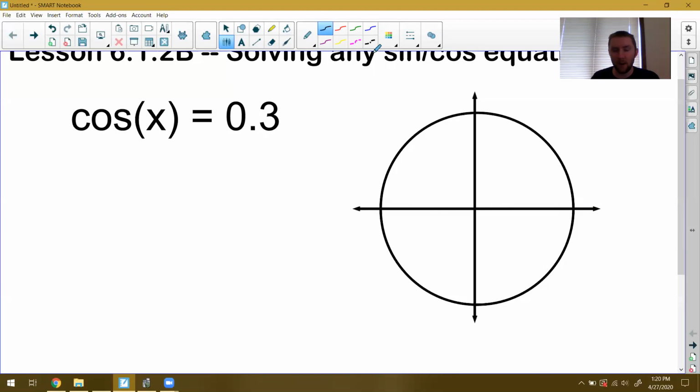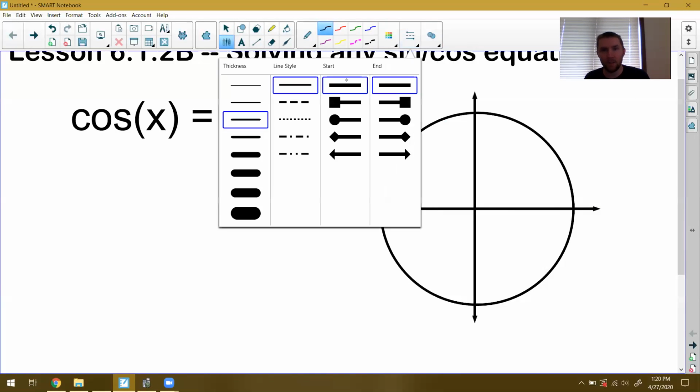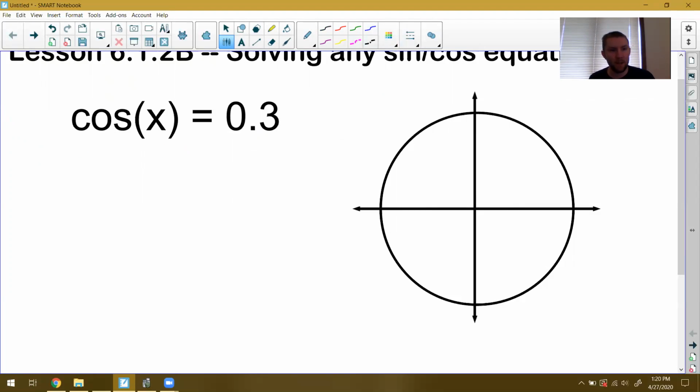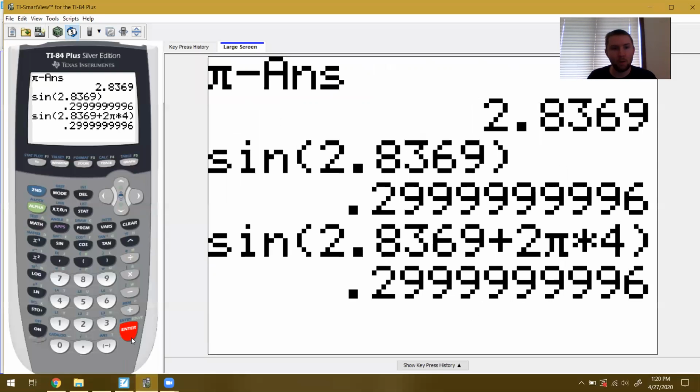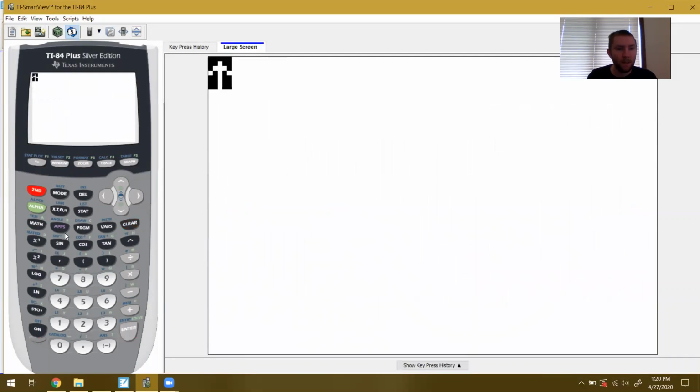Well, if I want to find one solution to this, I should be able to just use my calculator and do the cosine inverse, right? Because if I take cosine inverse of both sides, the cosine inverse cancels out, and I have x equals the cosine inverse of 0.3. This takes my cosine value, 0.3, goes backwards and tells me the angle. And because I'm dealing with the unit circle, I want to make sure I'm still in radian mode and just do cosine inverse of 0.3.